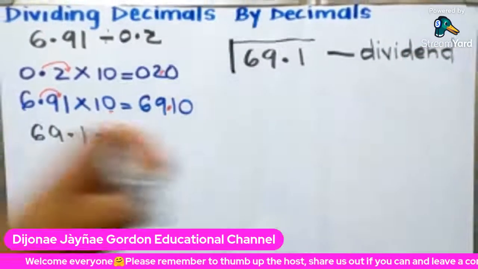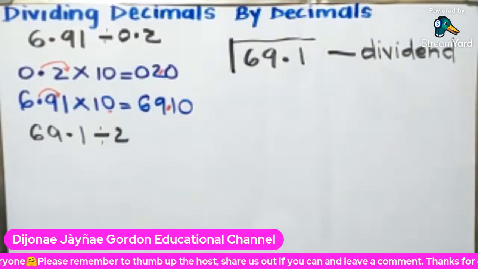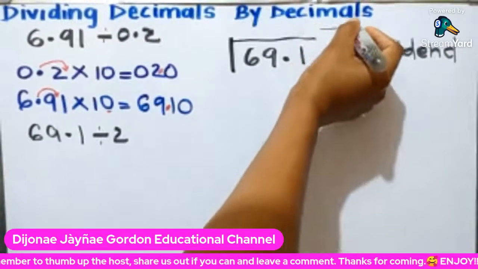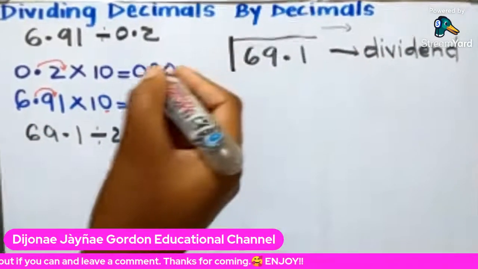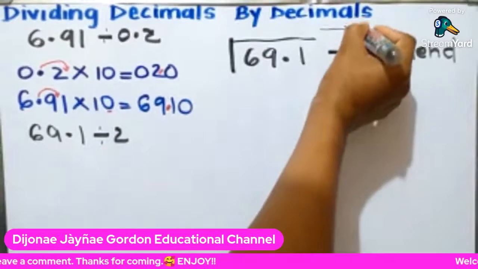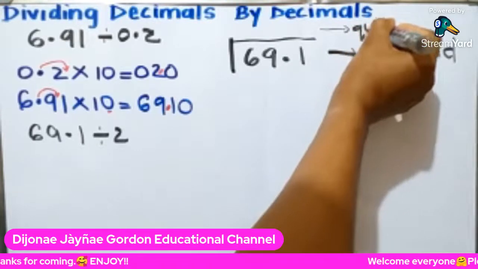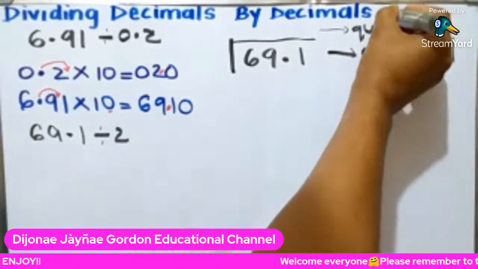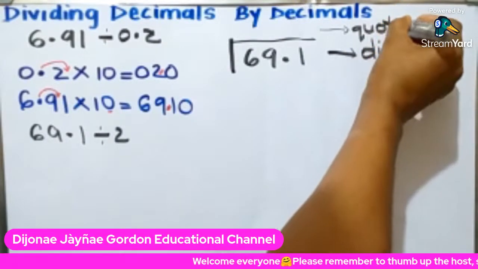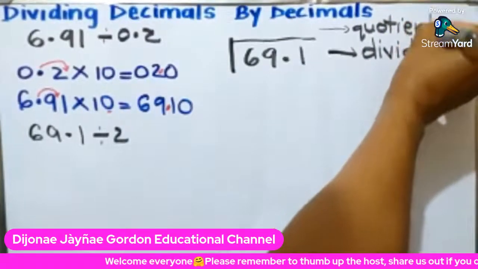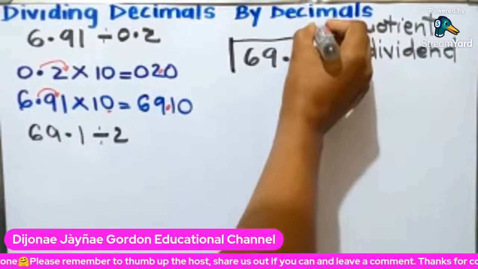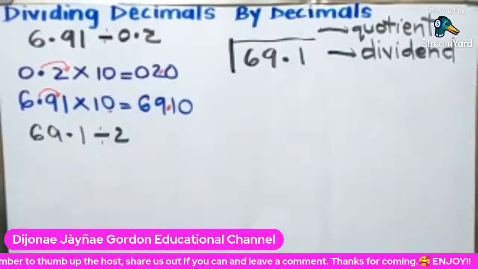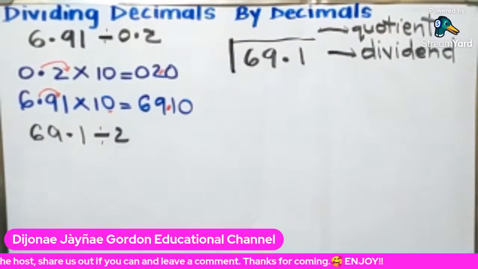D-I-V-I-D-E-N-D. That's your dividend. And of course, we're going to solve to find our quotient. That is Q-U-O-T-I-E-N-T. That's your quotient. Your quotient is the same thing as your answer. So let's go right ahead and continue working this problem.